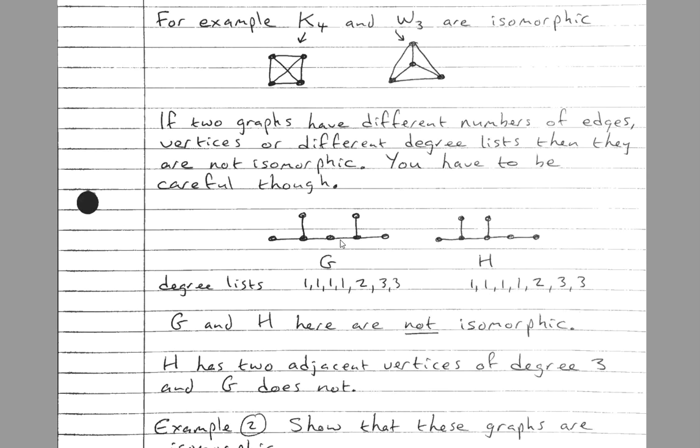Yeah, one way to see they're not the same is this: graph H has 2 vertices of degree 3 that are adjacent, that are connected by an edge. But if you look at the 2 vertices of degree 3 in G, they're not adjacent. They're not connected by an edge. All right, so these are 2 different graphs. They're not isomorphic. That's one way to see.